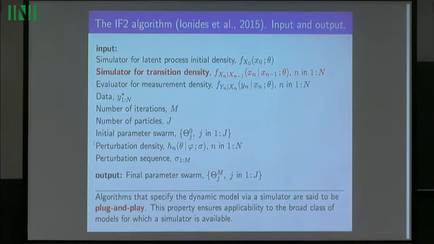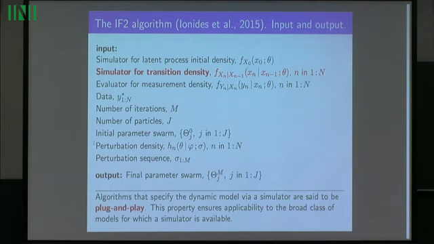The input is going to be some kind of dynamic model, and the key thing here is the format in which the dynamic model is input. If it's a partially observed Markov process, it consists of a transition density and a measurement model. But we don't need to evaluate the transition density, we just need a simulator. That turns out to be really convenient for complex models.